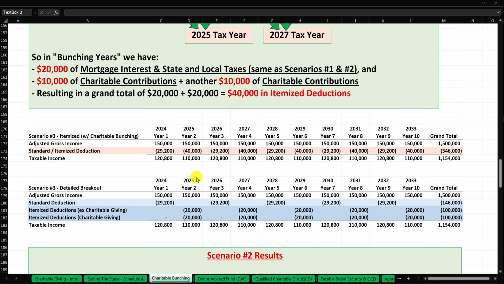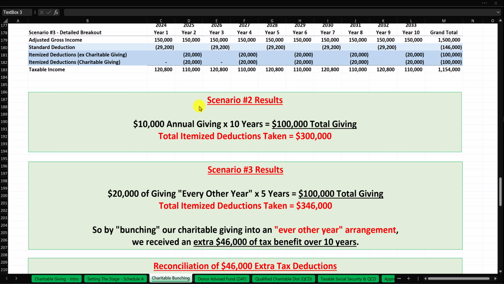And then again, every other year, right here, and right here, here's our items that exclude the charitable giving, and then here's our 2 years of charitable giving bunched up into 1 year. So now the number to take away is $346,000 of total itemized deductions. All right, so now let's compare the results.